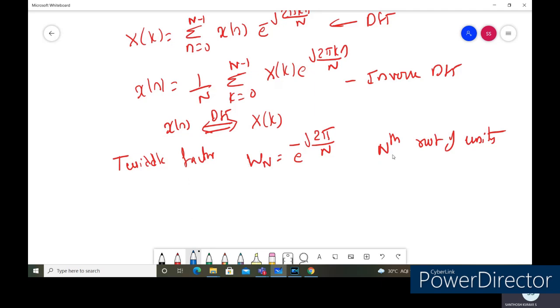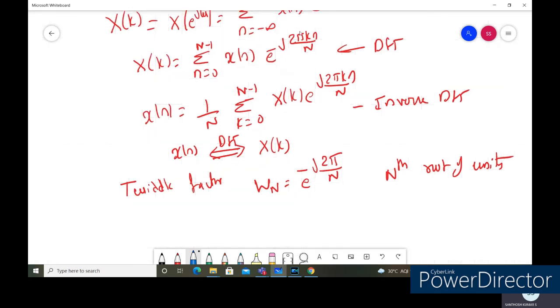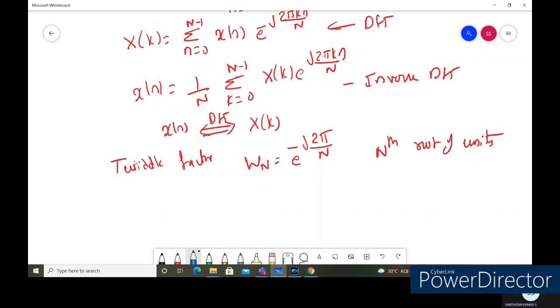By introducing this twiddle factor in the DFT formula, e to the power of minus j 2 pi divided by capital N can be represented as omega N, the twiddle factor. The remaining terms are k and n. With replacing those terms, we obtain X of k equals summation n equals 0 to N minus 1 x of n into omega N to the power of k n. Here k can take the value from 0 to N minus 1.